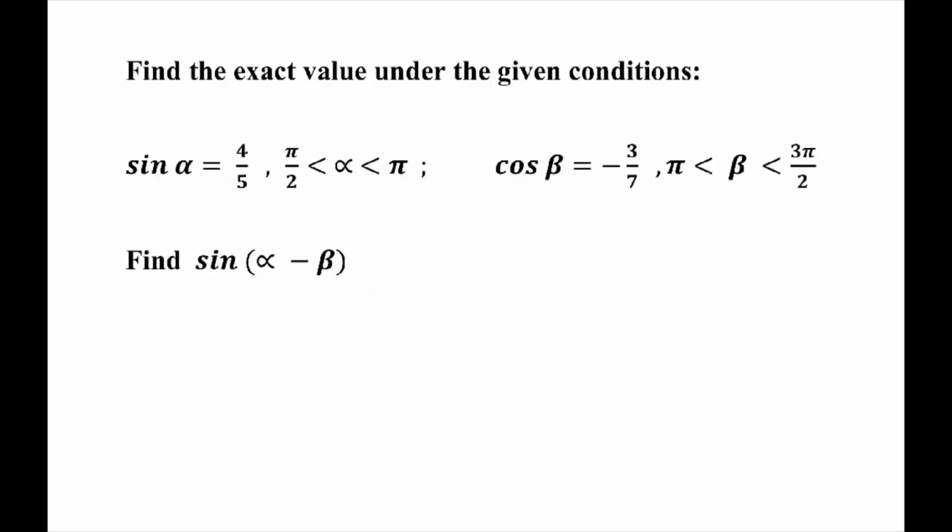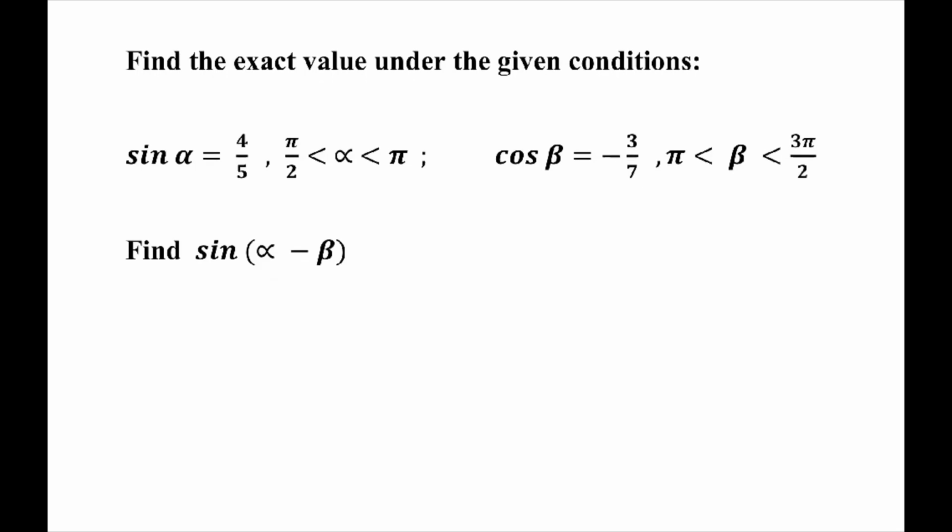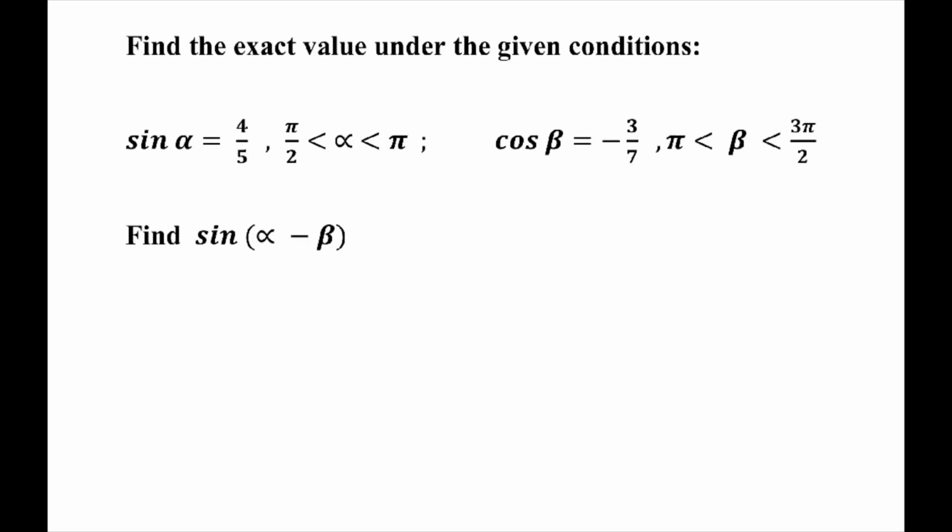Okay. Second type of questions. We need to find the exact value for each expression under the given conditions. So he wants us to find sine alpha minus beta. But what is alpha? What is beta? Sine alpha is 4 over 5, and alpha is between pi over 2 and pi.